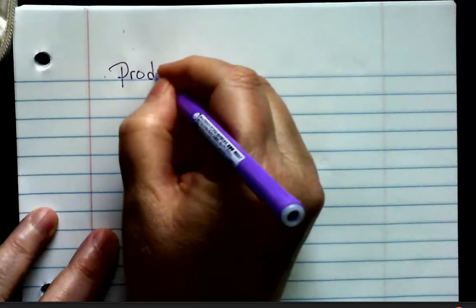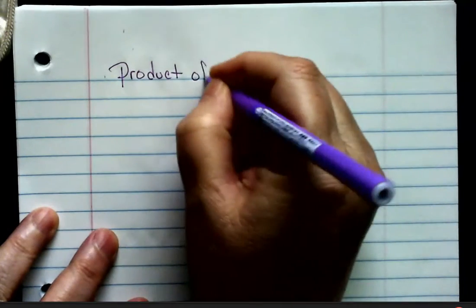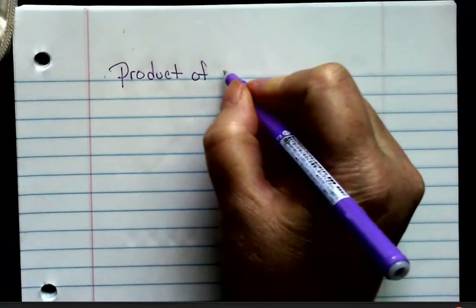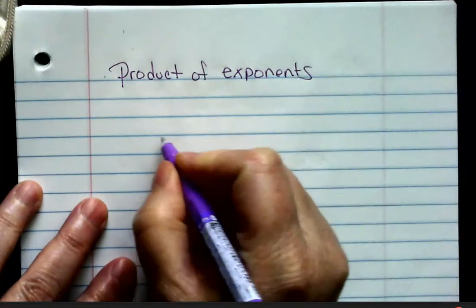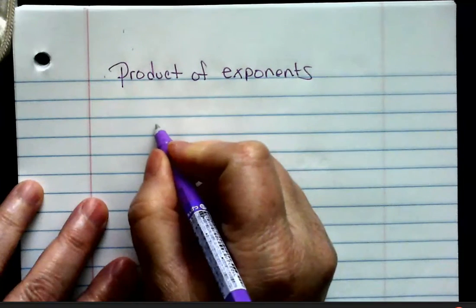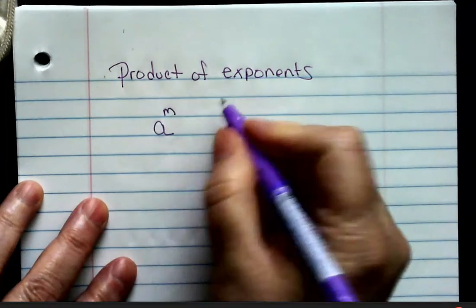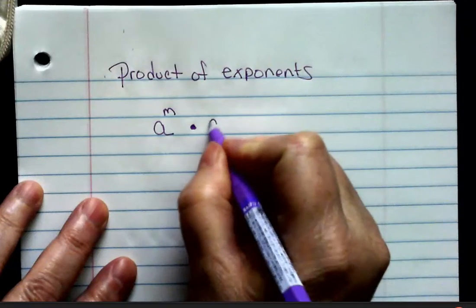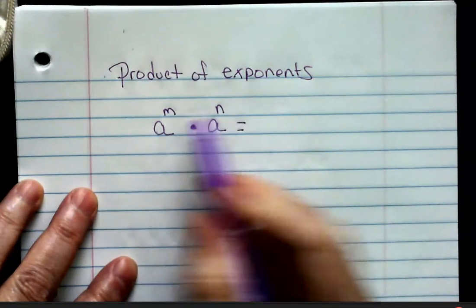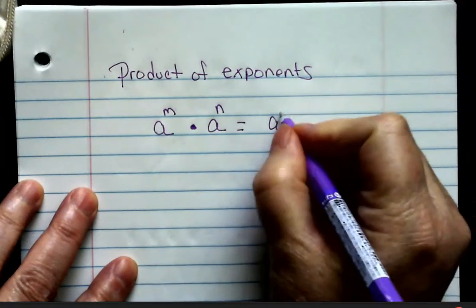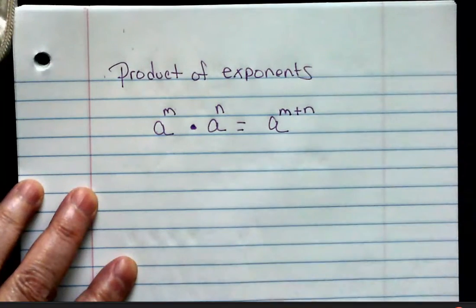Okay, so now let's talk about the product rule of exponents. The product rule is when you're multiplying two sets of exponents together. If the bases are the same, you add the exponents. And let me show you how that works.